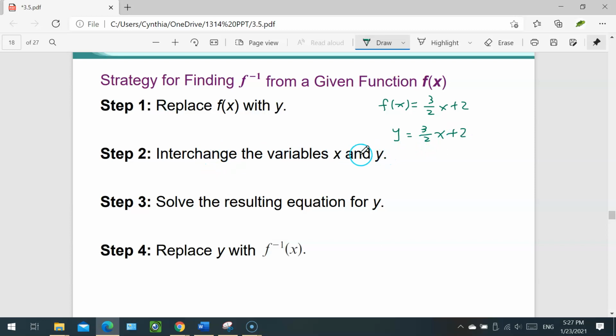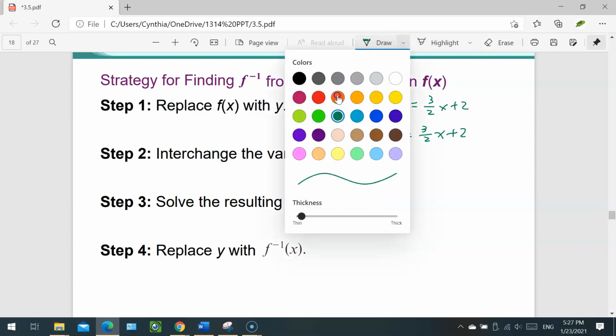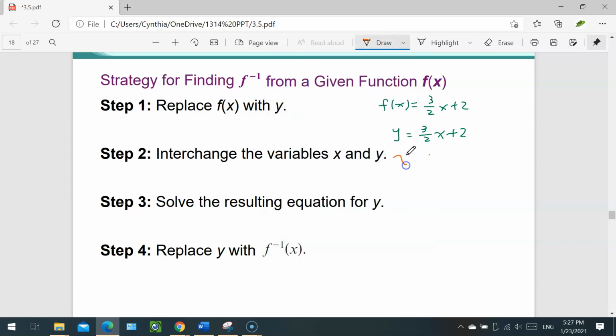Now step 2, interchange x and y. So now I'm going to rewrite y into the x, and the x turns to the y. Then plus 2. The next step is you solve for y. Y is here. So I'm going to bring the 2 to the other side. So 3 over 2y is equal to x minus 2.